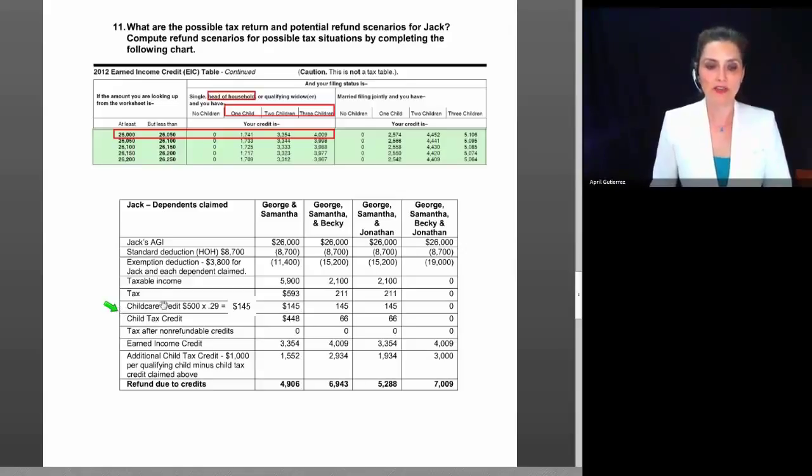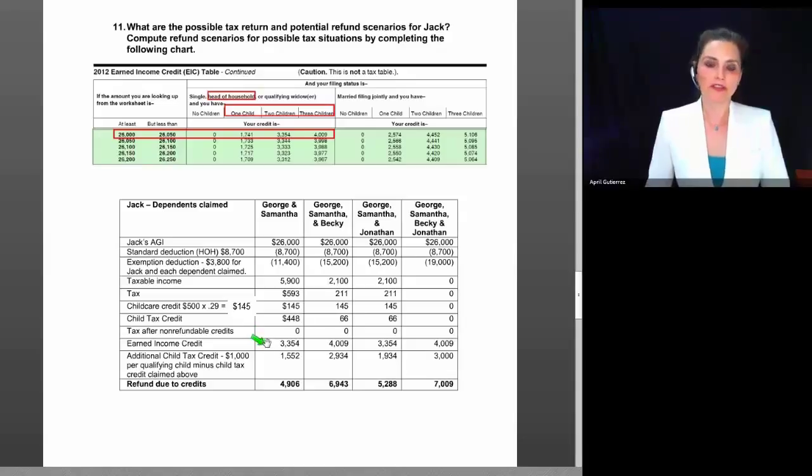So the child care expense of $500 really only works for him and gives him a tax benefit if he can show that he actually has a tax liability to offset it. So if he claims only three children rather than four, he would be in a situation where he will benefit from the child care credit. Now, if he claims George and Samantha, his income tax is fairly high. It comes out at $593. He'll use his child care credit in full of $145. He'll also have to use up some of his potential additional child tax credit as a non-refundable child tax credit. He would use up $448, reducing his tax to zero.